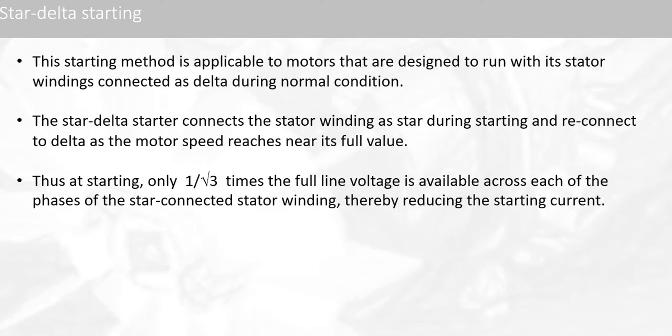So the only advantage is, we know that if we go for star delta starting, our ultimate aim is to reduce the voltage across the stator winding. That means we need to reduce the per phase voltages. We know that in delta connection VL is equal to V phase. And similarly, in star connection, VL equal to root 3 times V phase. So that V phase is equal to VL divided by root 3.